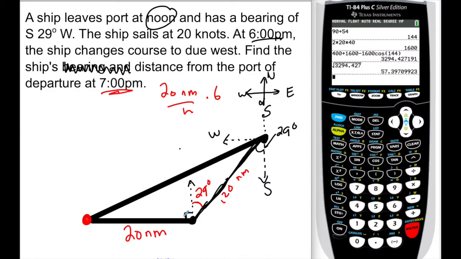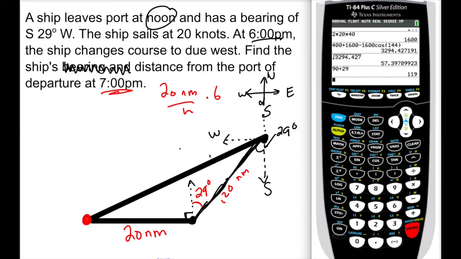So notice, this is 29. We know this is 90. So that means that the angle that I want is 90 plus 29 for a total of 119 degrees. So I'm going to make note. I'll do this in blue. This is 119 degrees. So let's set it up.